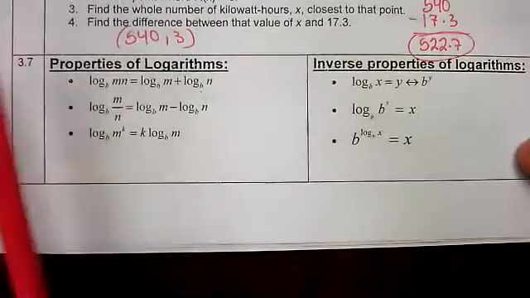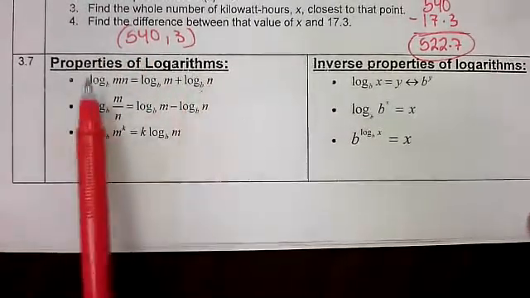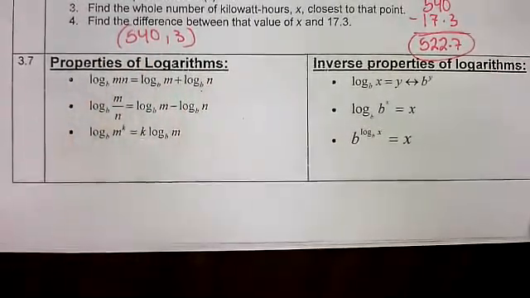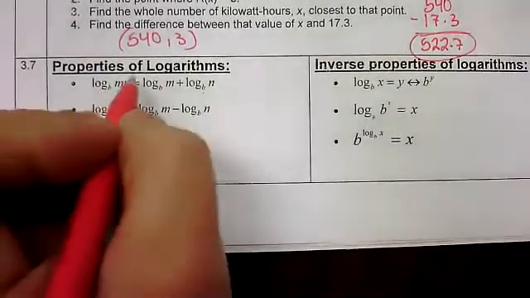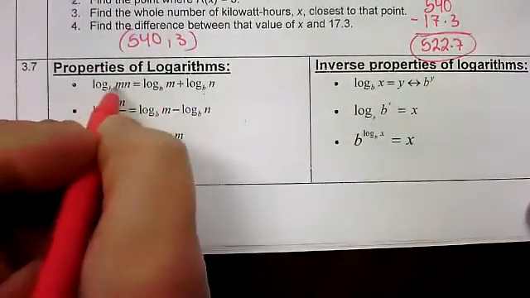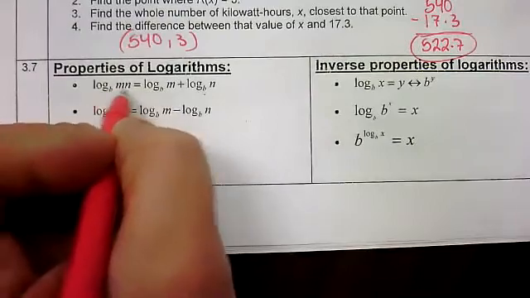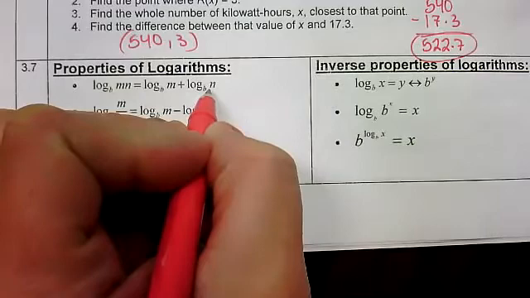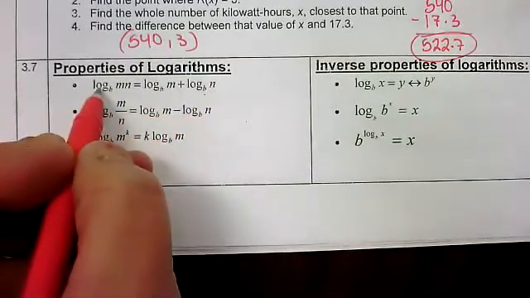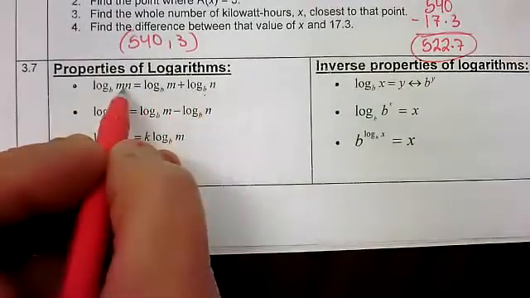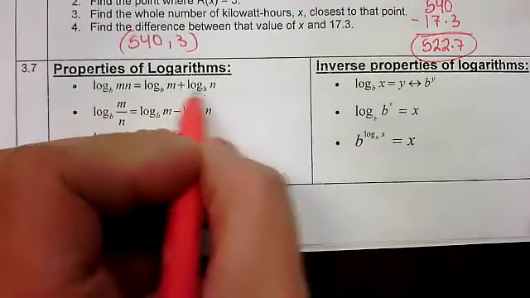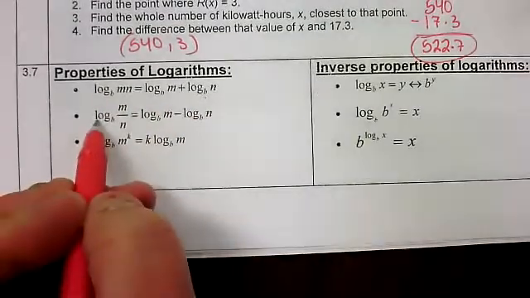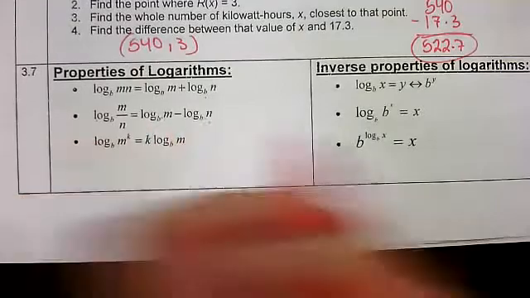Okay, so let's go ahead and move on to 3.7. We're going to talk about properties of logarithms. Logarithms are very similar to exponents. With exponents, when we were multiplying a base, we always added the exponents. Same thing here. If we're multiplying, we can change it to addition. Division, just like with exponents, changes to subtraction.